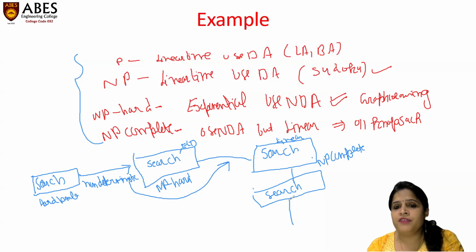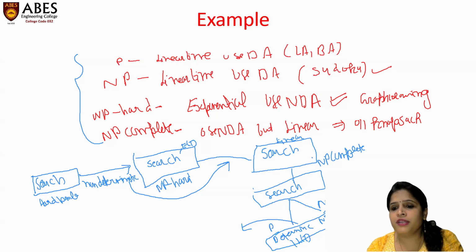After NP complete, we have two choices: either a P problem or an NP problem. If the researcher is able to write deterministic code and solve it in linear time, then this is a P problem. And if the researcher is able to write a non-deterministic algorithm and solve it in linear time, then this is an NP problem.